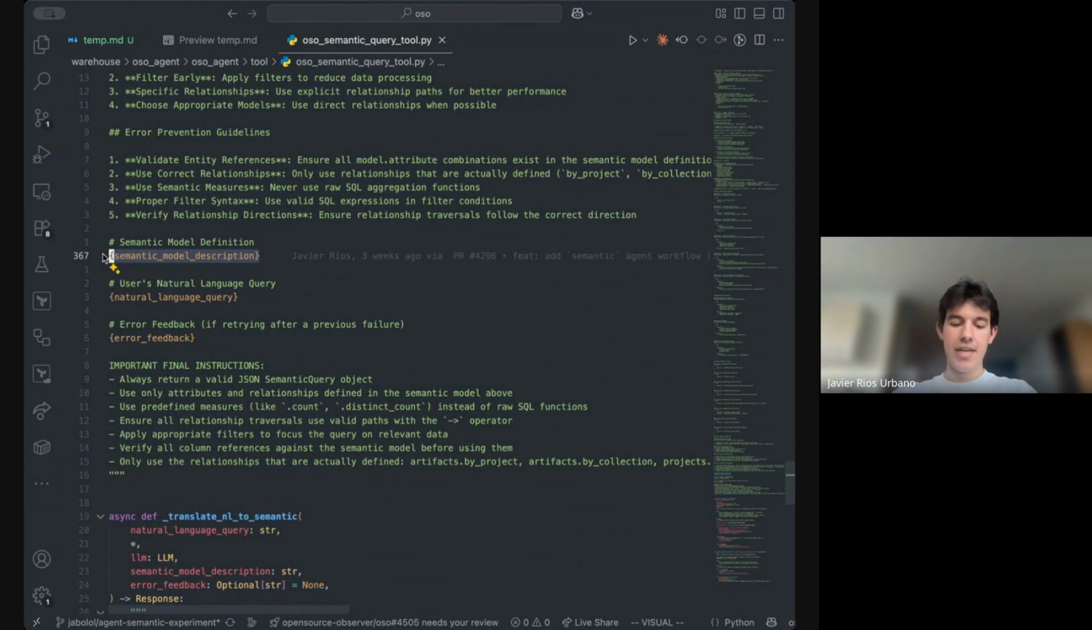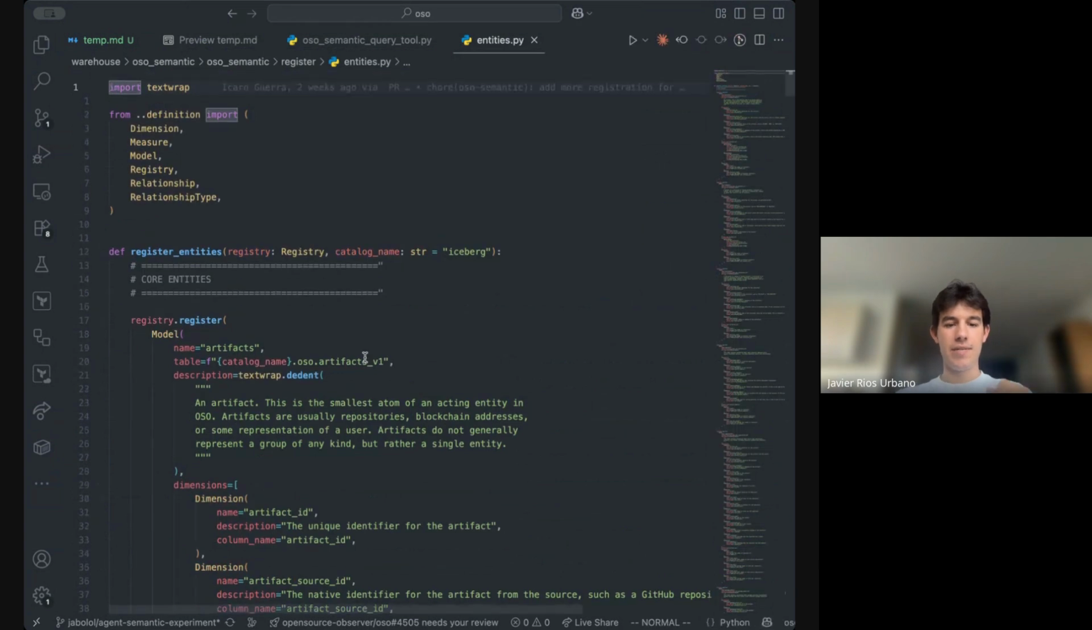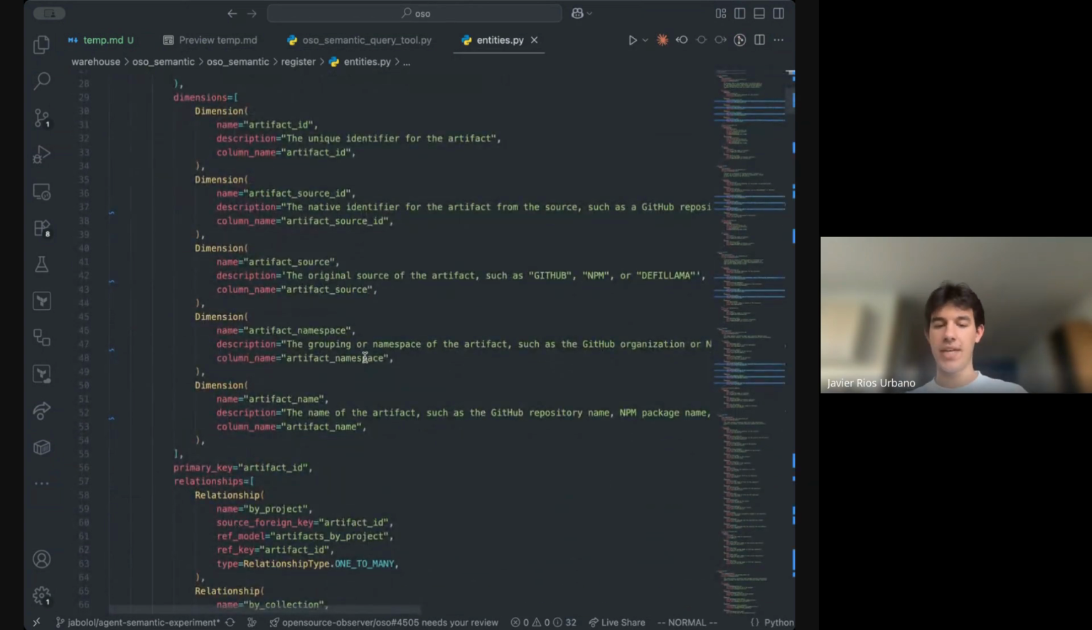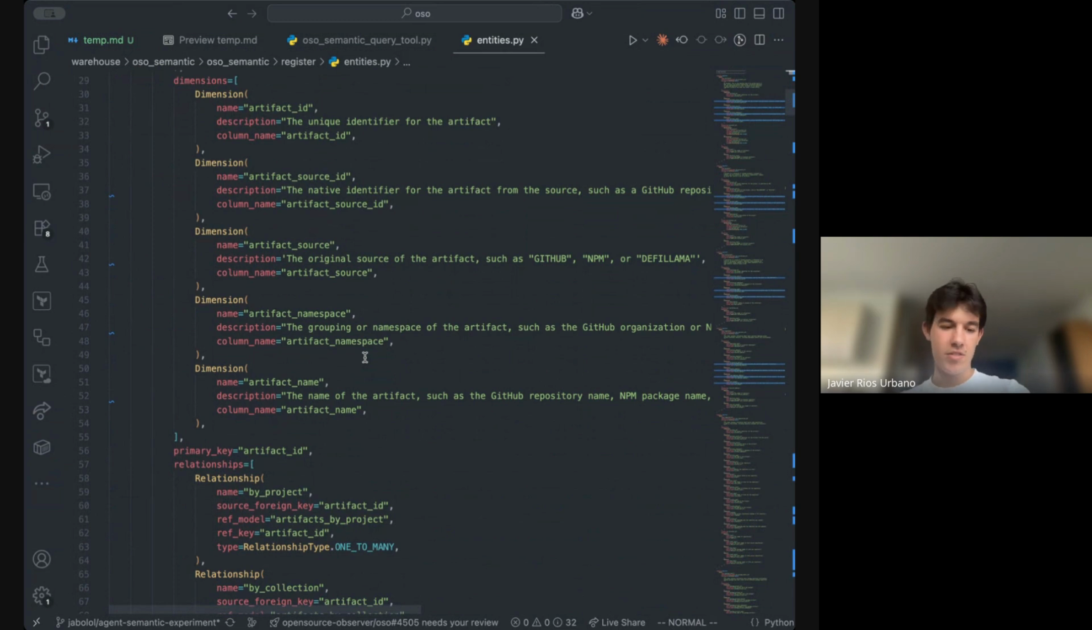This basically is entities. Right now it's hard-coded. We have an issue to make it dynamic.